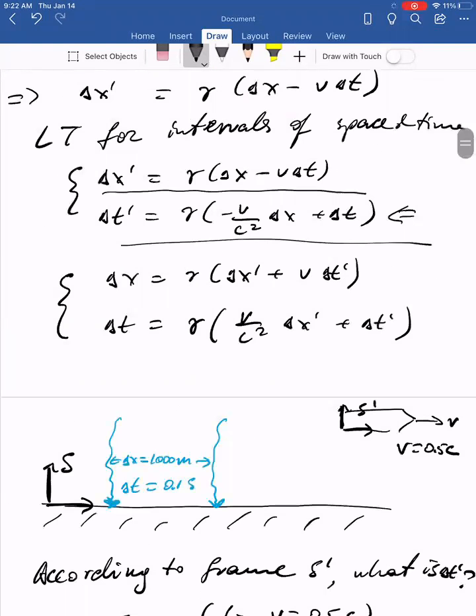The only way that this formula right here differs from the Galilean transformation is in the factor gamma. And the factor gamma is not large. It's only 1.15, very close to 1. Other than that, it's exactly the same as the Galilean transformation. So this is not a relativistic effect.